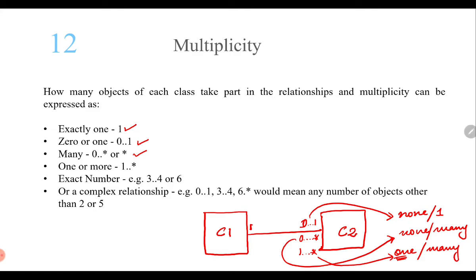We can also give an exact number, for example 3 or 4 or 6. So for the star we can represent 3 or 4, whatever we want. Basically, we have to represent the number of instances or objects which can be a part of that particular association in terms of multiplicity.